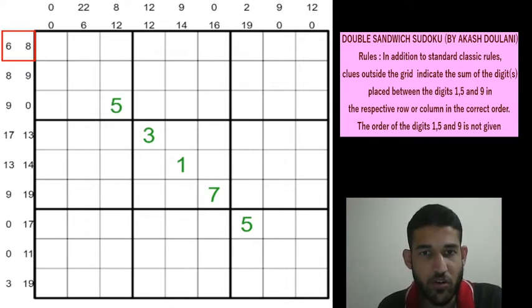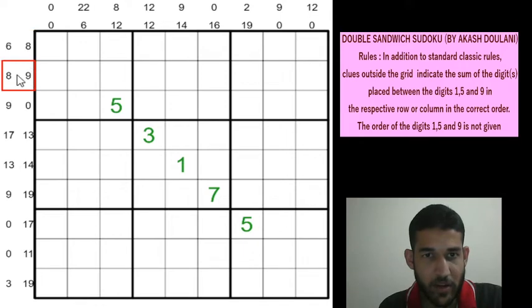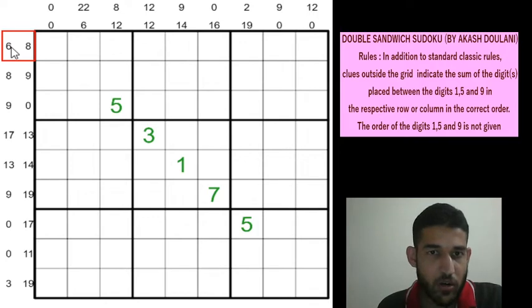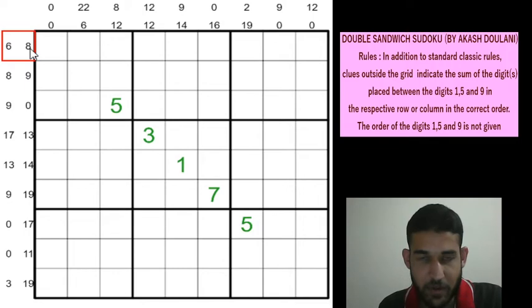The rules of the Sudoku are: in addition to standard rules, there are sets of clues given outside each row and each column. So for example, if you consider row 1, the clues given are 6 and 8. And one thing to note here, the clues are given in the right order. By that I mean, for example, if you consider 6, 6 denotes the sum of the digits between two digits of 1, 5 and 9. And 8 denotes the sum of the digits between two other digits of 1, 5 and 9.